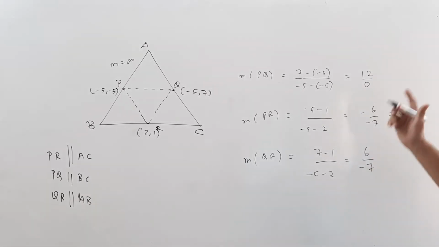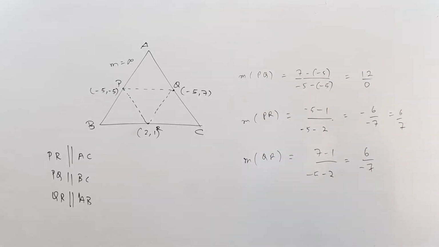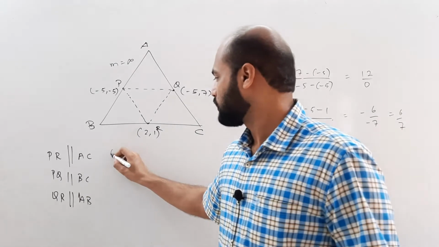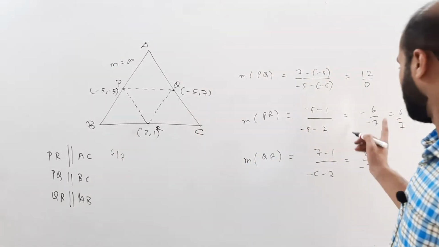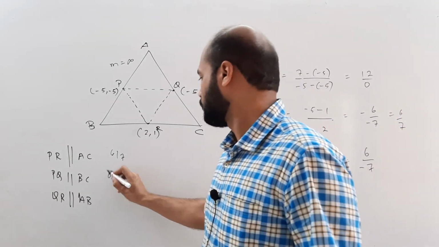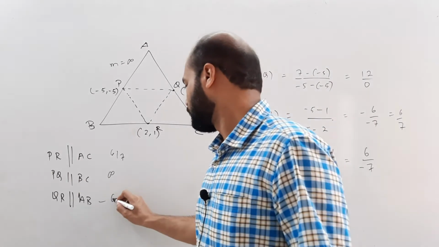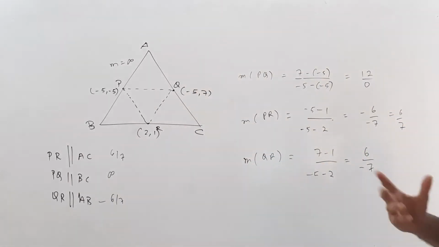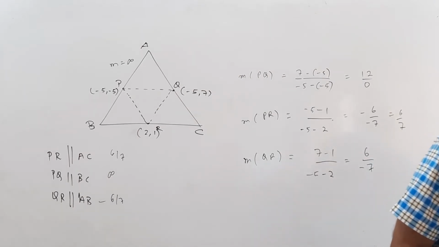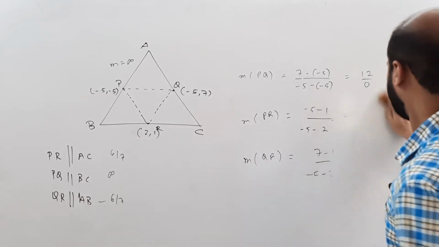Now once we achieve this, we have got the slopes of these lines as well. So we'll just write in short over there. PR is 6 by 7, PQ is infinity, and the last one, QR, is minus 6 by 7. Now we are in a position to write the equations of all these lines. Let's do that quickly.